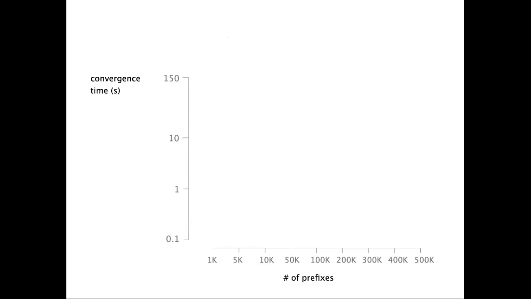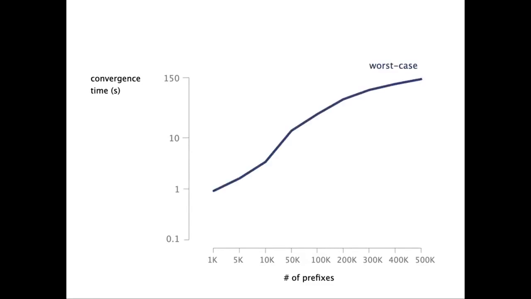On the y-axis, you see the convergence time, which is expressed in seconds from 0.1 to 150 seconds, so multiple minutes. And on the x-axis, you can see the number of prefixes that the forwarding table of that router was carrying, ranging from 1K to 500,000 entries. And these are the convergence times we measured: worst case and median case.